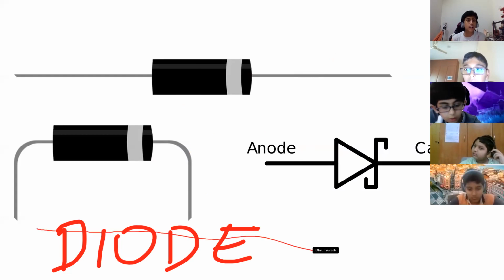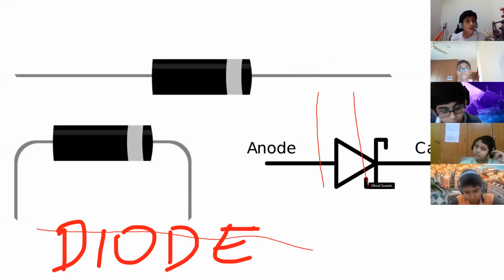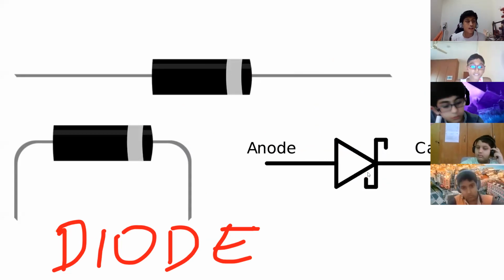That's right, Jatin. So it allows current to only flow in one direction. Stephen, it's on the Facebook page. I will talk about it again towards the end of the class. It's a one-way road for electricity.